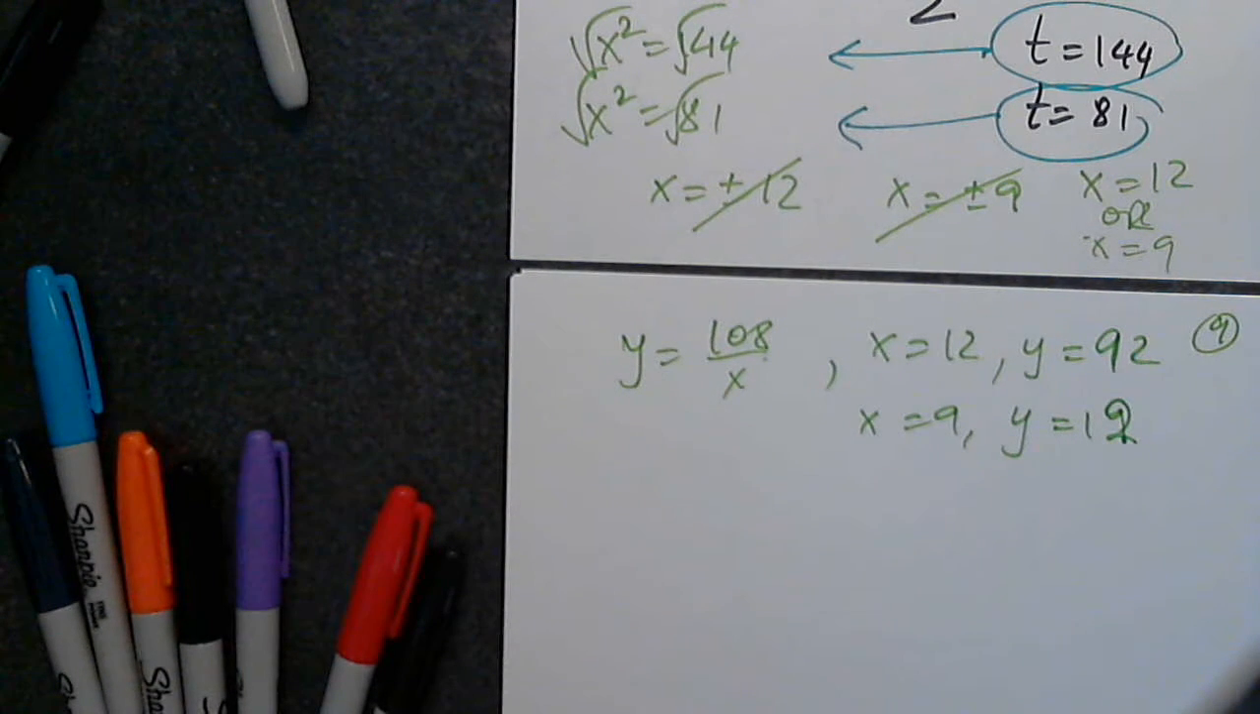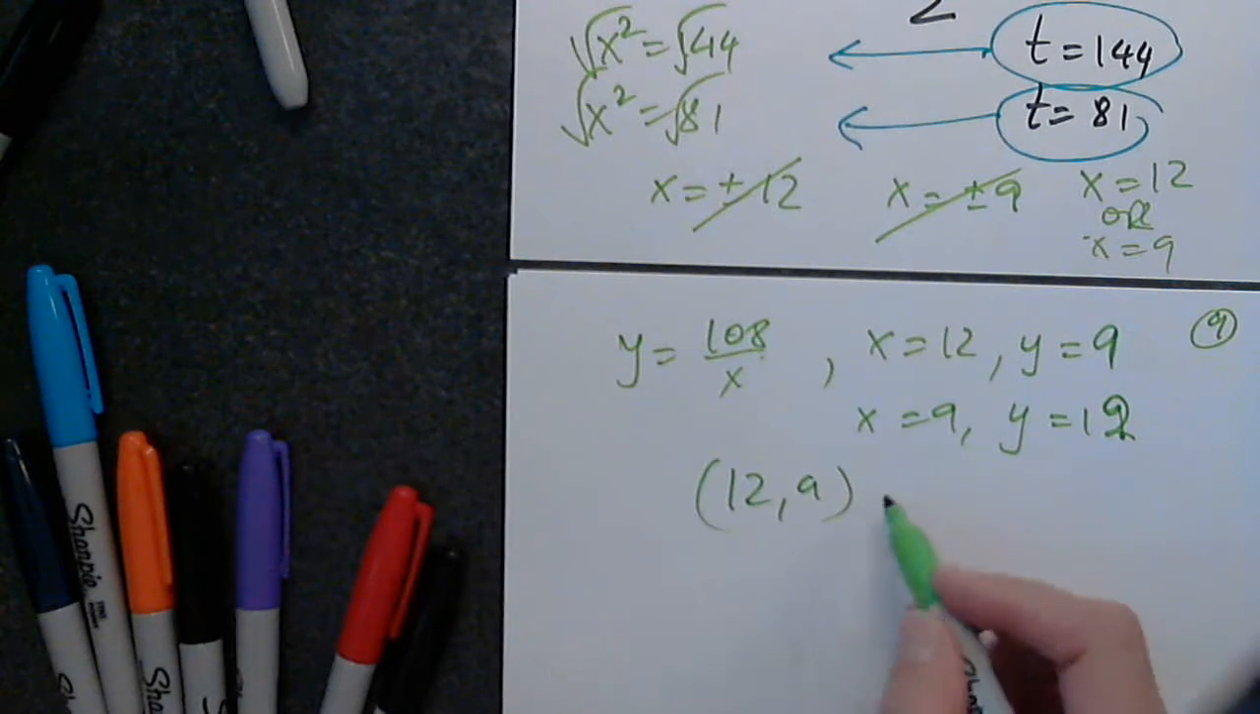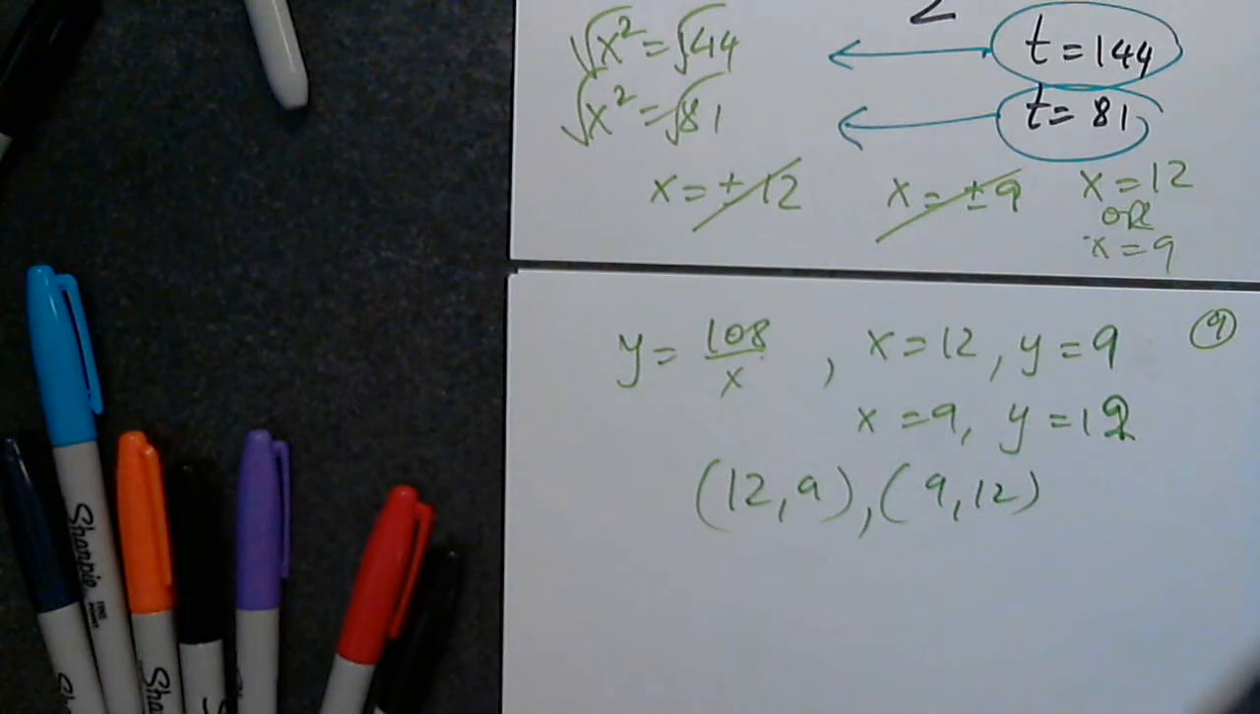So it doesn't really matter how you present the answer, because we do have two options: 12, 9 and 9, 12. But it's basically the same thing.